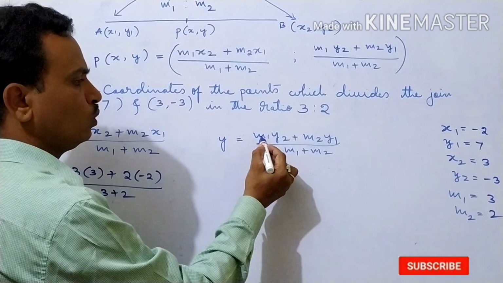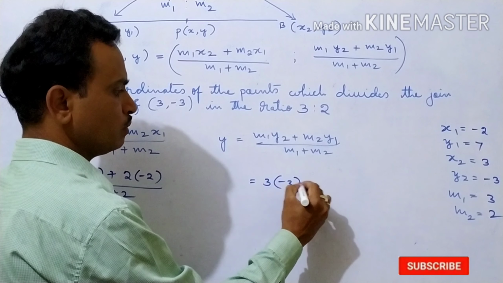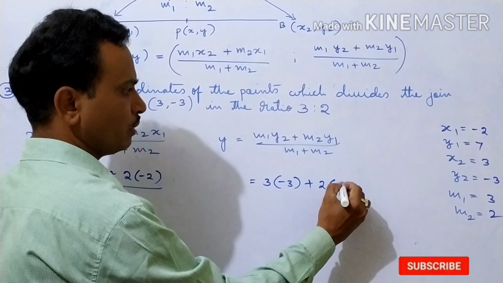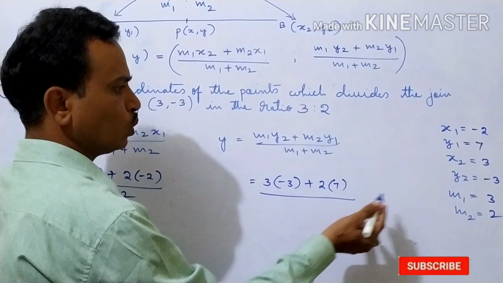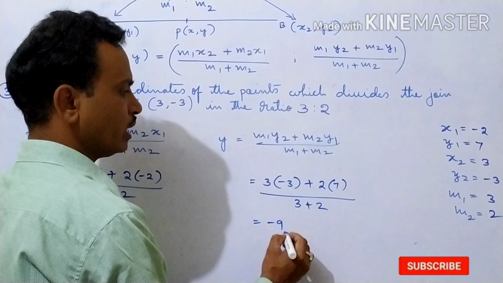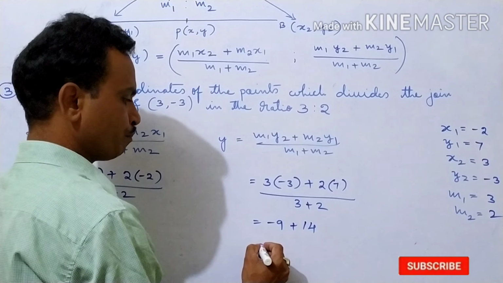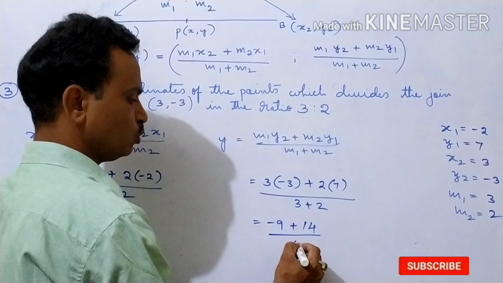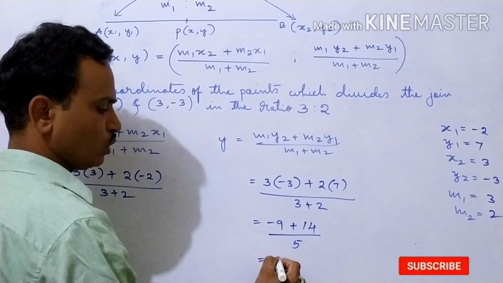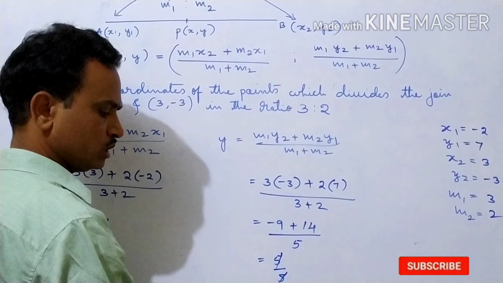So this is equal to m1, what is there? 3, y2 minus 3, plus m2 2, y1 7, whole divided by m1 plus m2, 3 plus 2. Then multiply: 3 threes are 9, minus 9, plus 2 sevens are 14. Then subtract, divided by 3 plus 2, 5. Now subtract, 14 minus 9, 5, divided by 5. Again reduce it, so this is equal to 1.